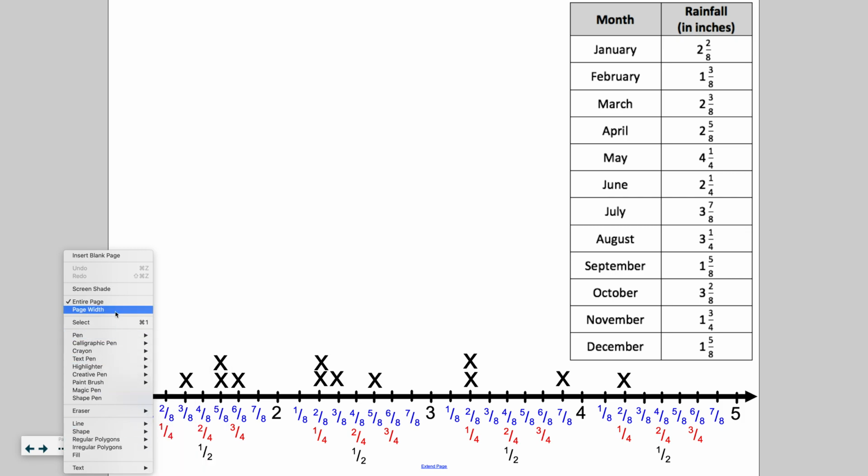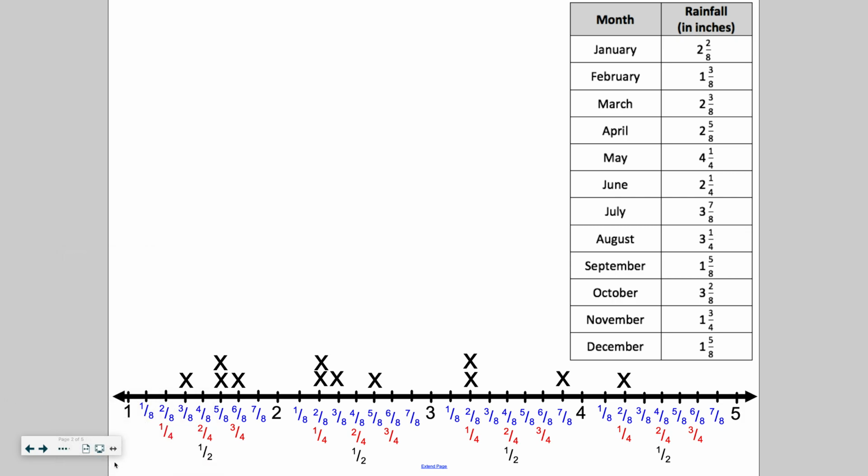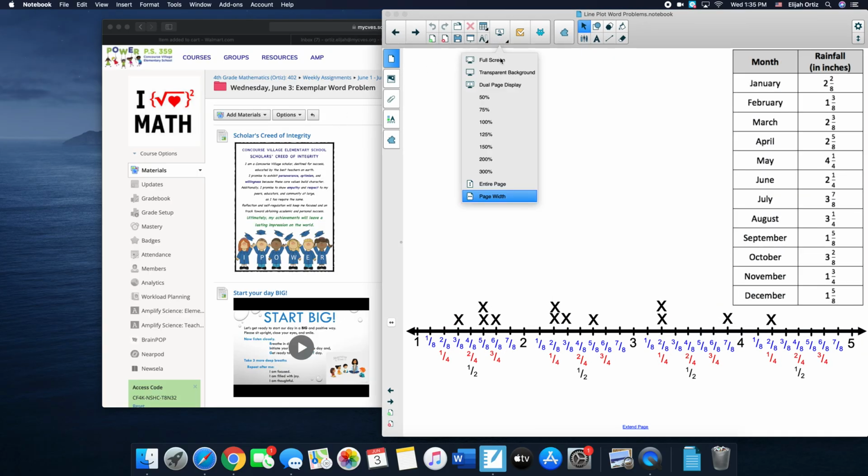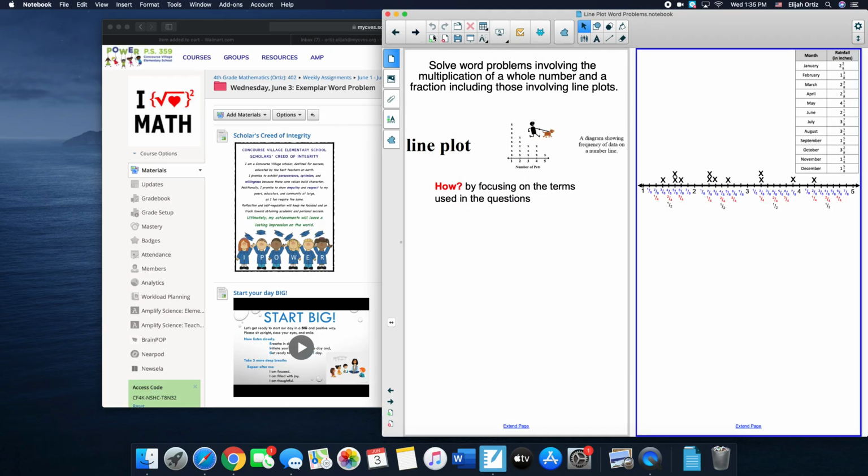I want to, can I do dual screen? I'm going to have to exit. Sorry, I want to do dual screen.